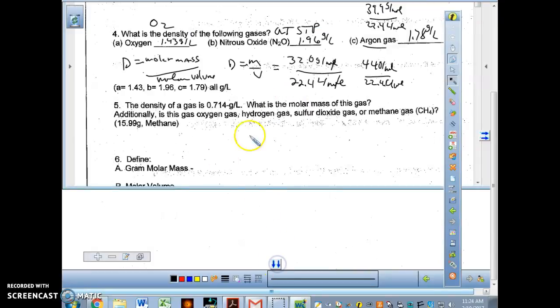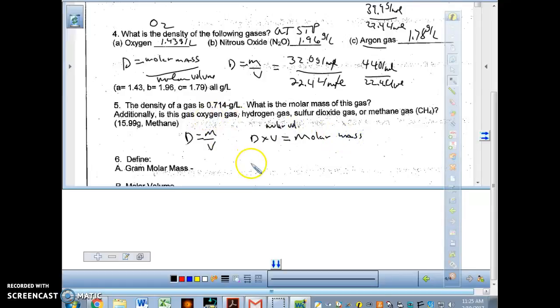We could manipulate the density equation. We could say the density of a gas is 0.714 grams per liter. What's its molar mass? Additionally, is this gas oxygen, hydrogen, sulfur dioxide, or methane? So in this case, we know that density equals mass divided by volume. So to get molar mass, we would take the density times the volume, in this case the molar volume.